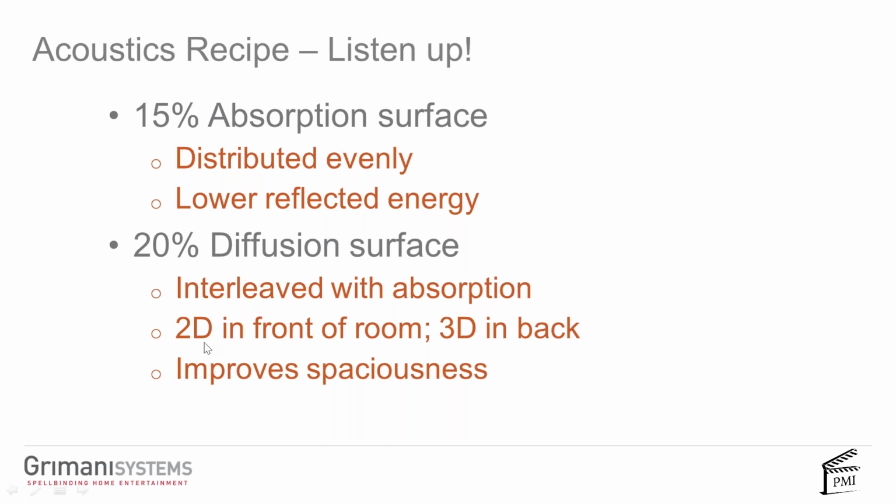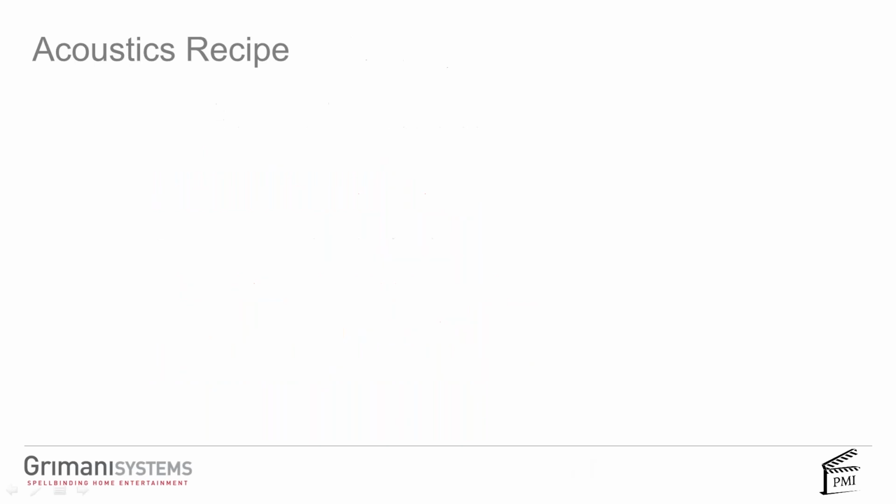So 2D diffusers, in which the oncoming sound is turned into a horizontal plane, go towards the front of the room. 3D diffusers, in which the oncoming sound is broken into a hemisphere, you put generally towards the back of the room. It improves spaciousness, it makes the absorbers work better, and it smooths out that decay curve. That's what you've got to do.